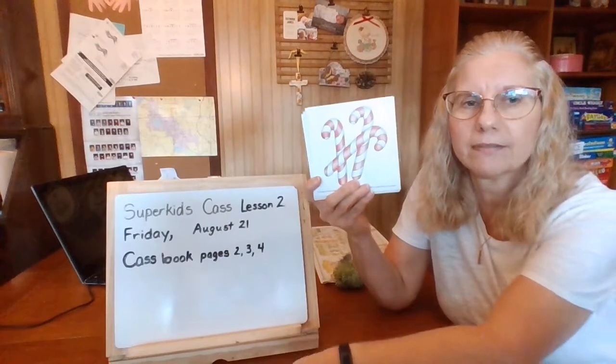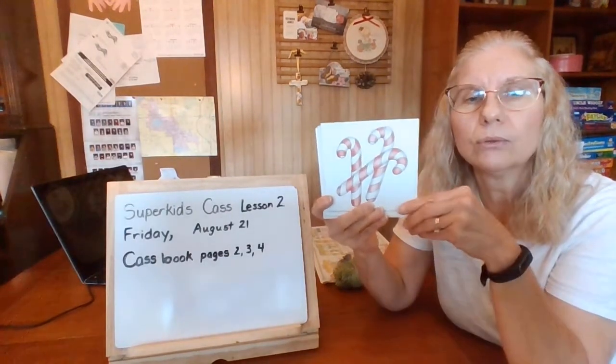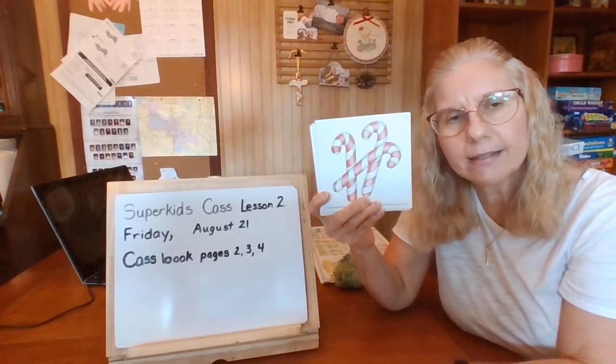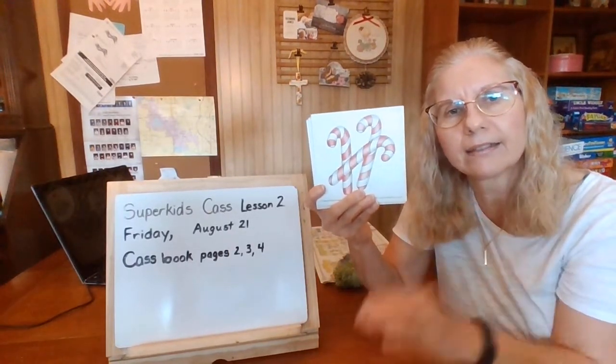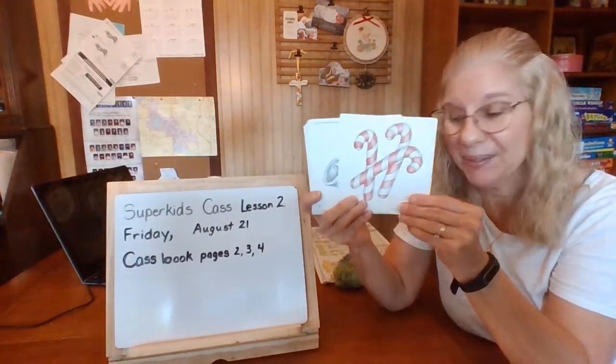Ooh, what are these? Yes, candy canes. Ooh, candy canes. Does that start like Cass and cat and castanets? You are right. You get to take a step forward again, don't you?